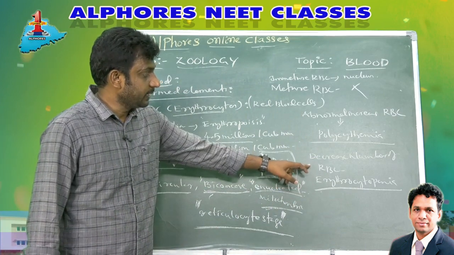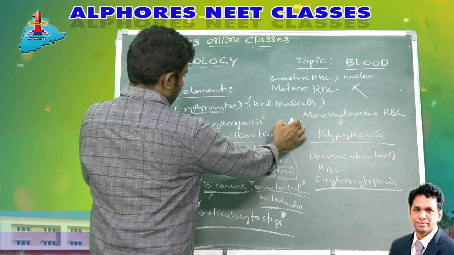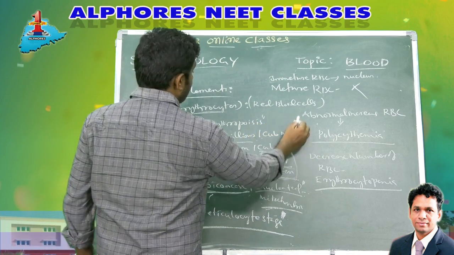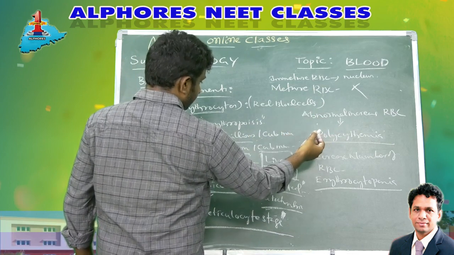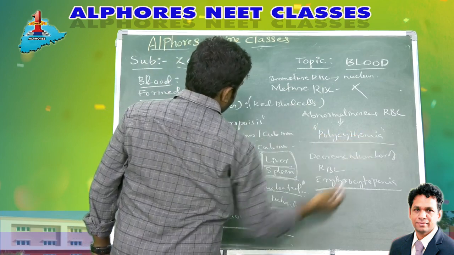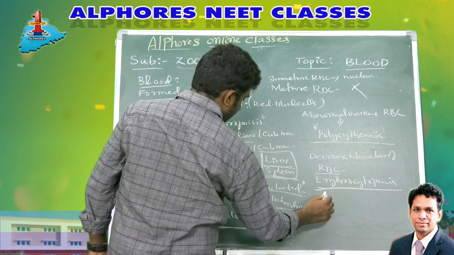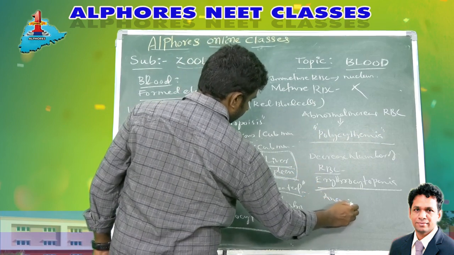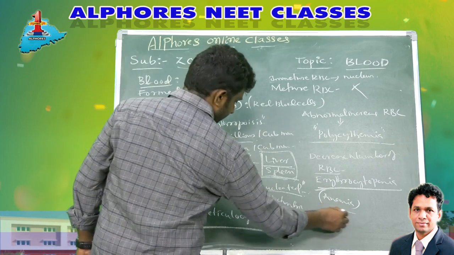Erythrocytopenia, that is decreasing in the number of RBCs. So both are abnormal conditions. If the number of RBCs increases abnormally, in more amount, this condition is called polycythemia. Then decrease in the number of RBCs is called erythrocytopenia, nothing but anemia. Loss of RBCs, this condition is called anemia.